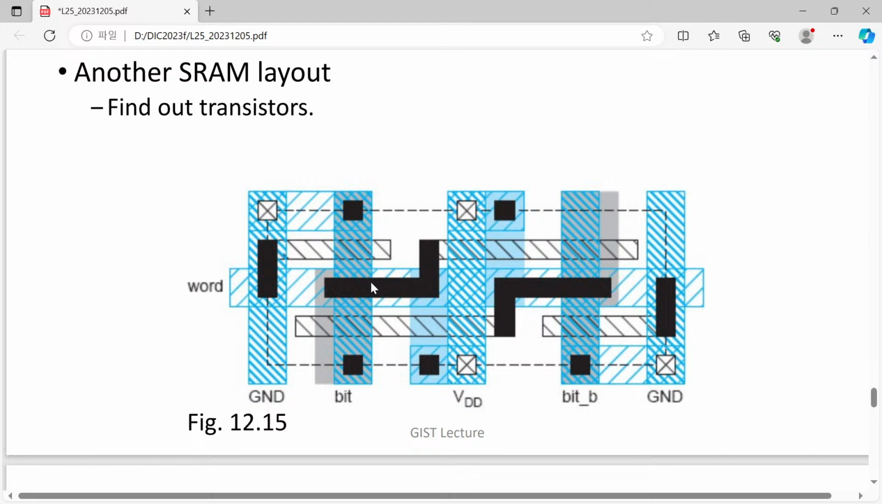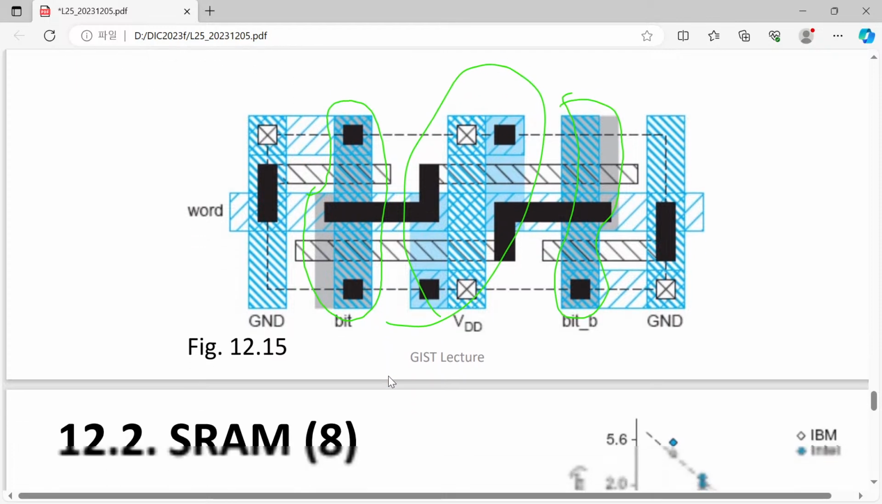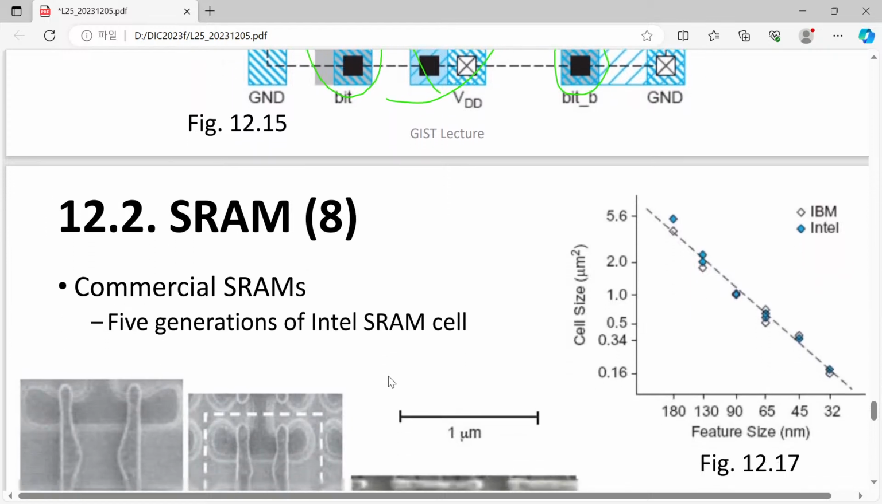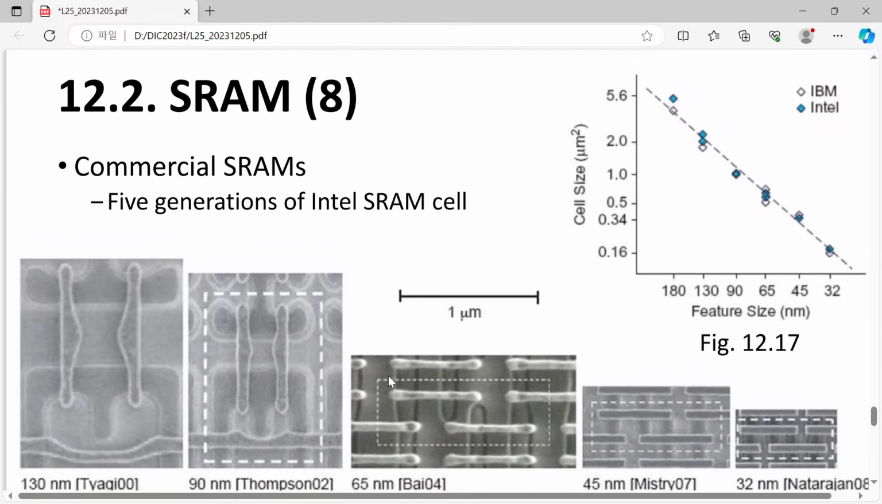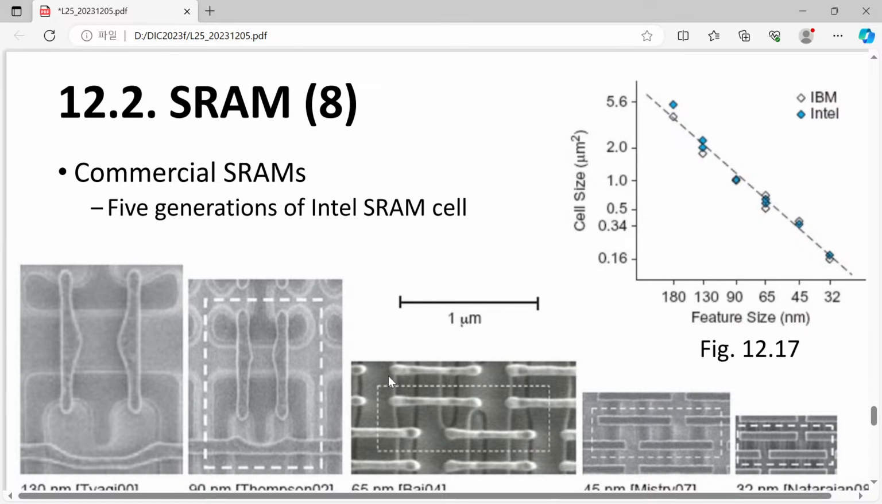And once again, you can find that this corresponds to your NMOSFET and access transistor, and also you can find that this corresponds to your NMOSFET and access transistor, and this central part corresponds to your PMOSFET.